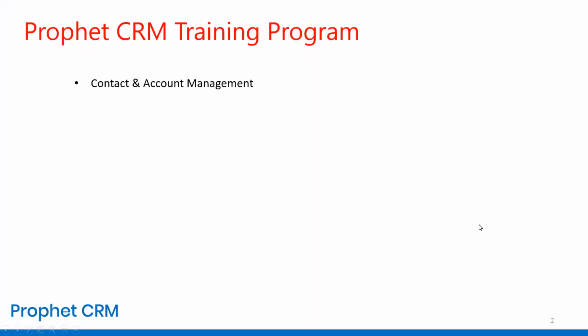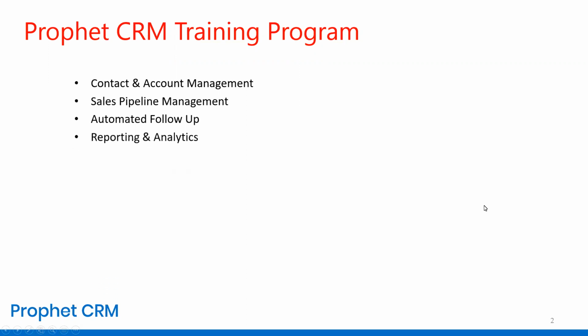We're going to focus in on the contact and account management aspect of Profit. We'll be looking at sales pipeline management, how to more effectively manage all the deals you're working on, the business you're trying to get. One of the key concepts of that is setting and using the automated follow-up feature, the sales automation. We'll be giving you some practical training on the reporting and analytics.